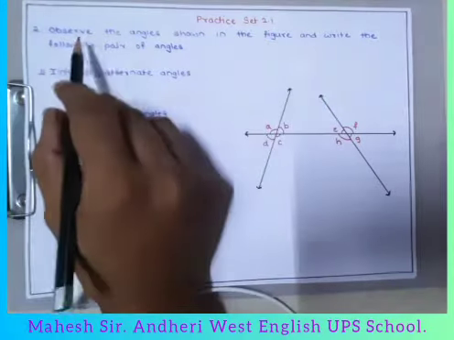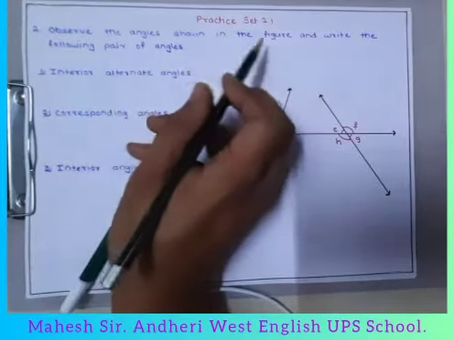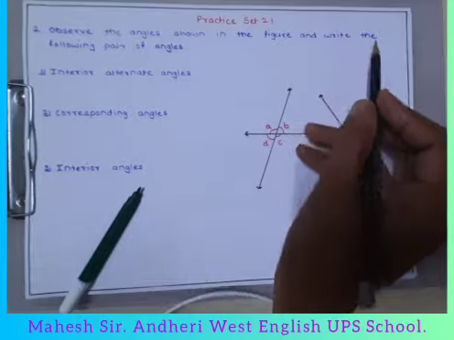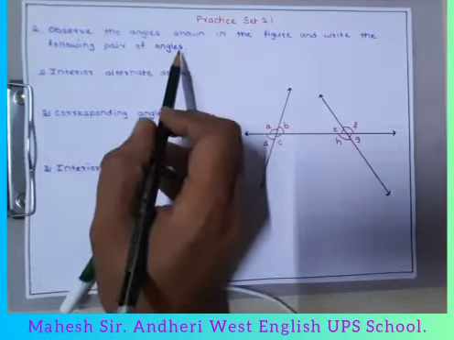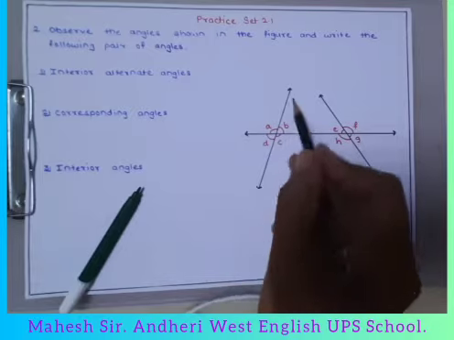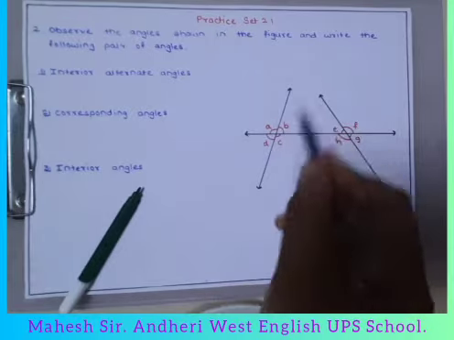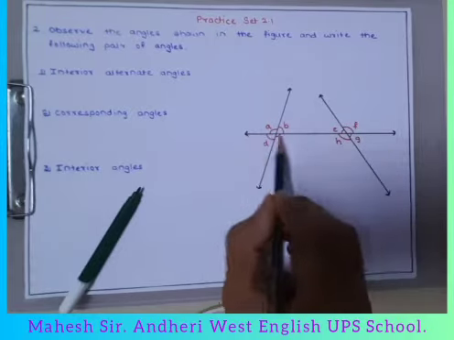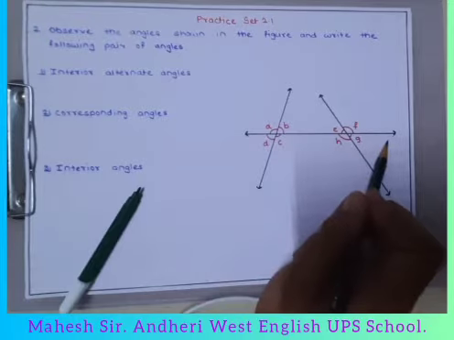Second question. Observe the angles shown in the figure and write the following pair of angles. Right, so this is our diagram. In the diagram, two vertical lines are drawn, right, and one horizontal line, that is our transversal, is drawn.